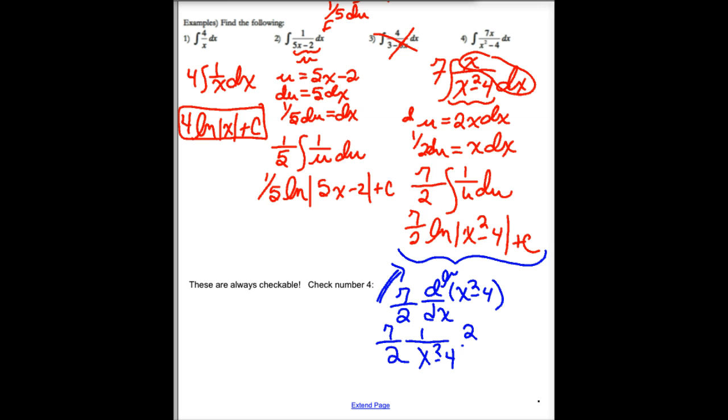times du. And you'll notice what happens with this is the 2's cancel, and I get 7x over x squared minus 4. I get that original integrand right back. So I know I've taken my integral correctly.